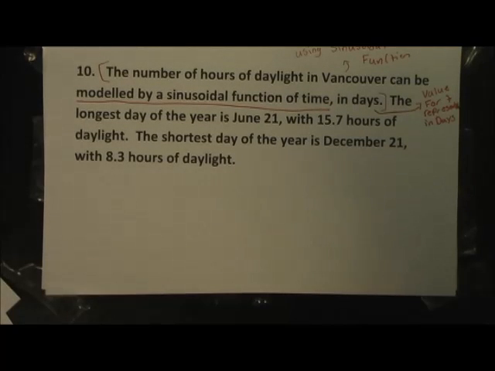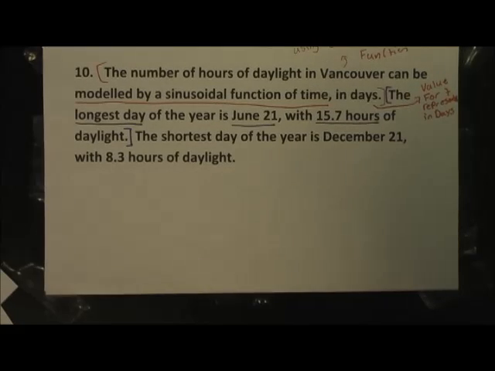The number of hours of daylight in Vancouver can be modeled by a sinusoidal function of time, in days. The first sentence outlines that we will be working with a sinusoidal function, and the t value in the equation will be represented in the unit days. The second line of the problem states, the longest day of the year is June 21st, with 15.7 hours of daylight. This line is telling us the maximum value for the sinusoidal function is 15.7 hours and happens on June 21st.